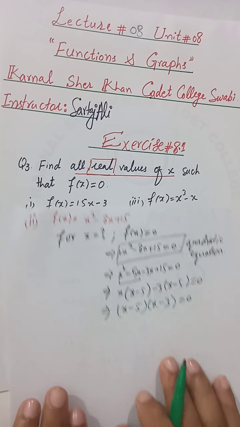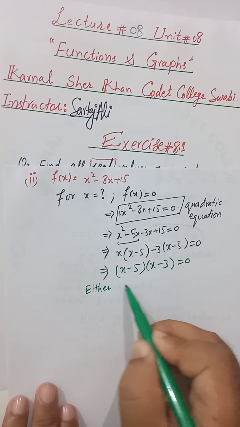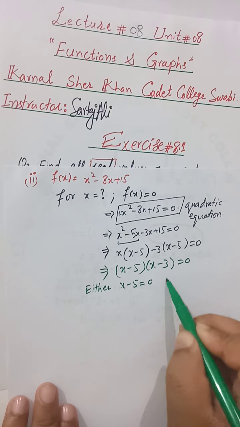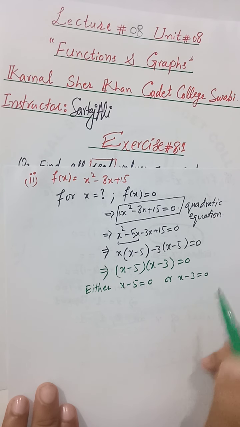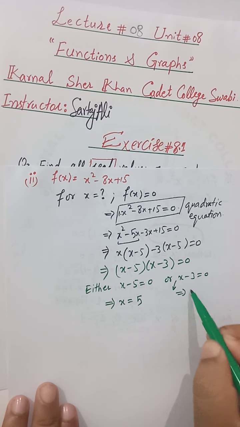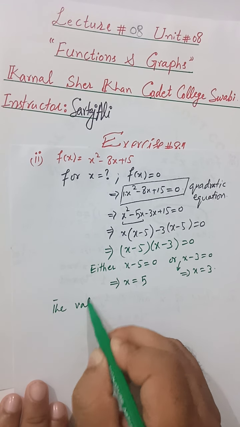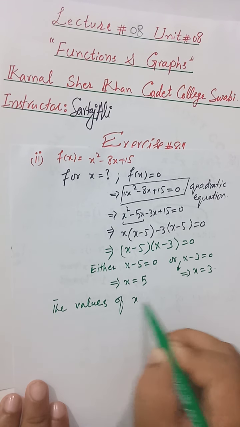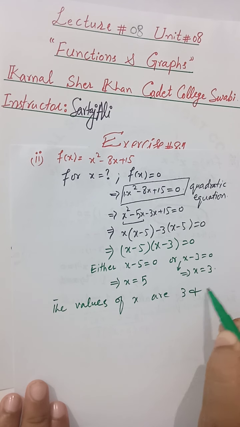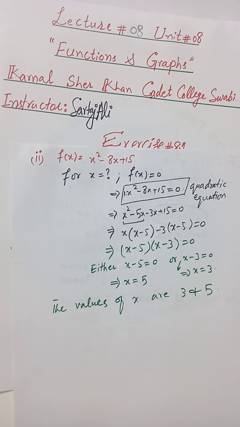So you see that the product of the two factors is equal to 0. So at least one of them must be 0. So either x minus 5 equal to 0 or x minus 3 equal to 0. So this implies that x is equal to 5, and this implies that x is equal to 3. So the required values of x are 3 and 5. So you see that you get two values of x because the given equation is quadratic when you equate the given function equal to 0.